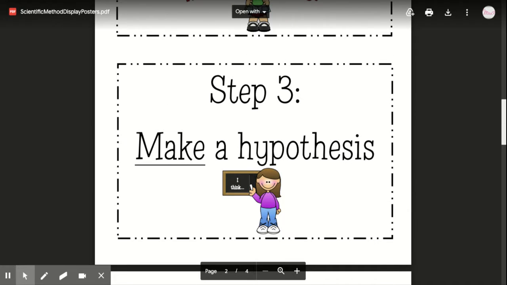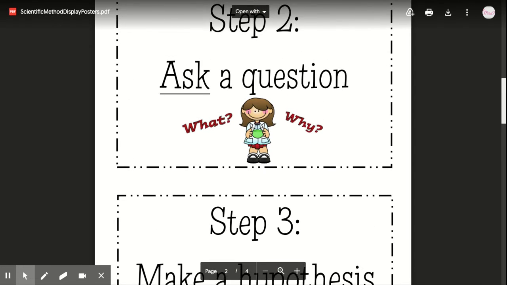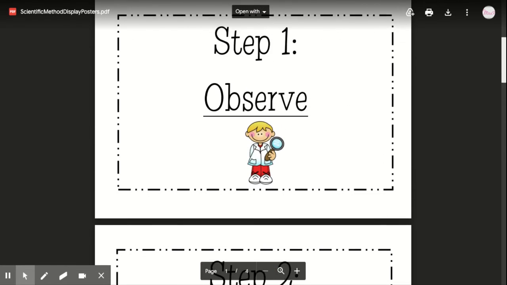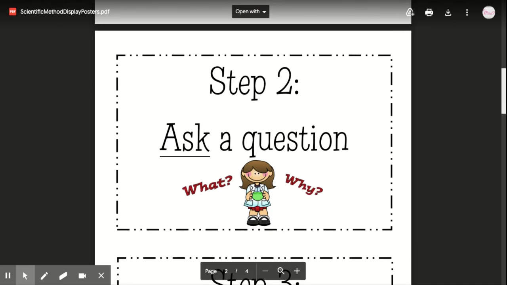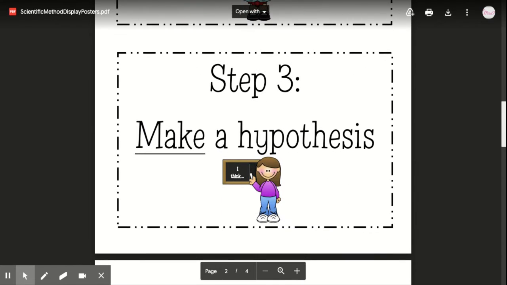Step three, make a hypothesis. I think that this will happen. A hypothesis, another way to explain that is an educated guess. You take what you've learned in step one by observing, and step two by asking your question, and you think, okay, well, what could happen? So it's a guess that you're making based on things that you already know.